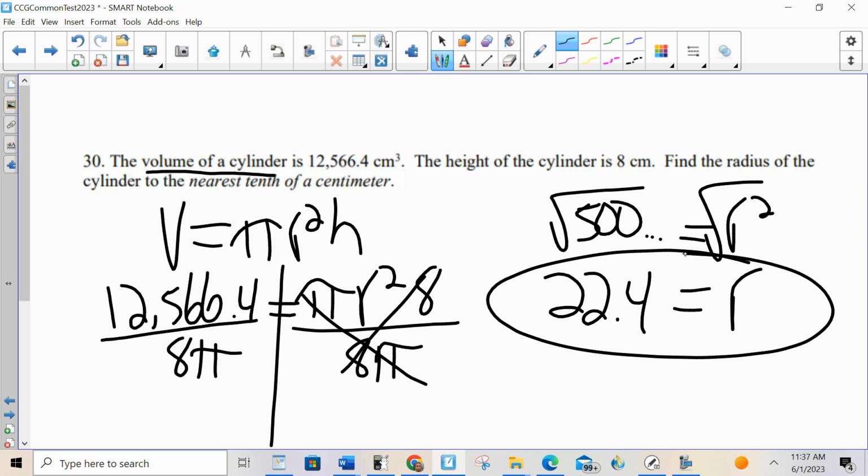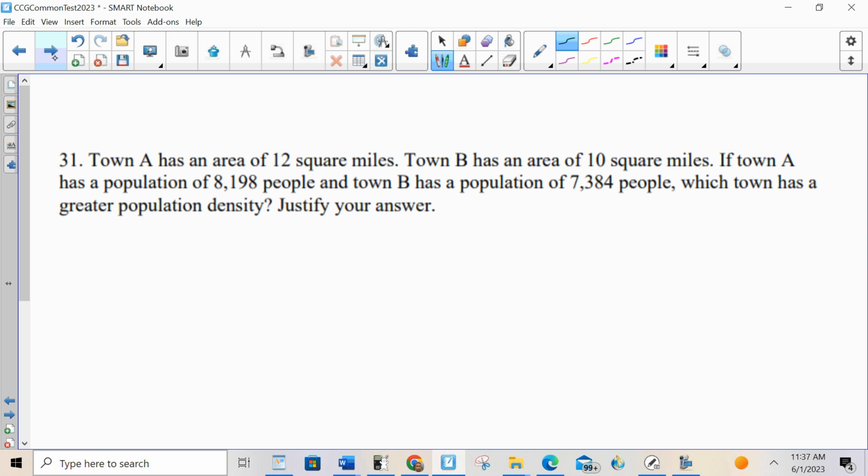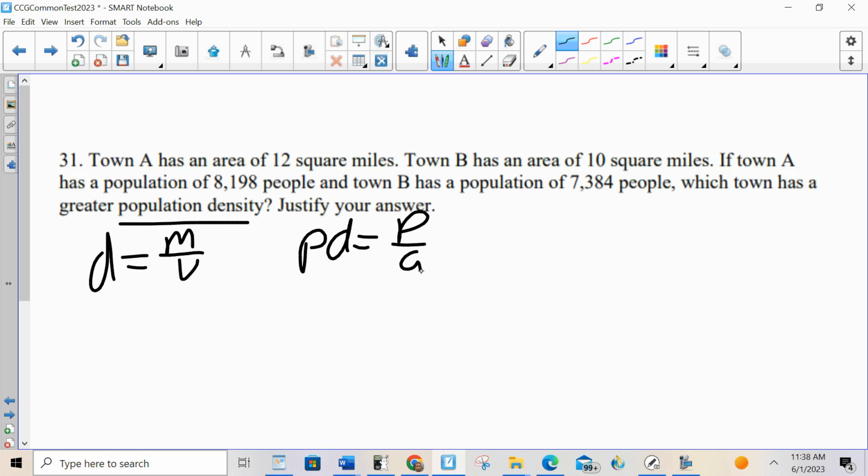All right, we're moving along here. This is a pretty obscure question. I mean, is it a commonly asked question? No. It's been asked, I don't know, 3 times maybe. Population density. So there's density, there's population density. Density equals mass over volume. Population density equals population over area.